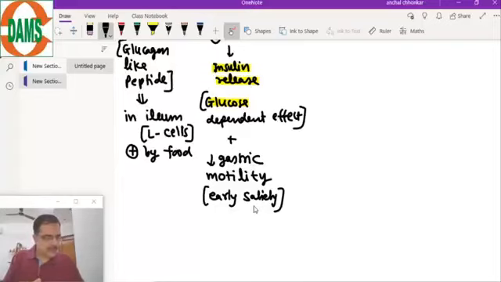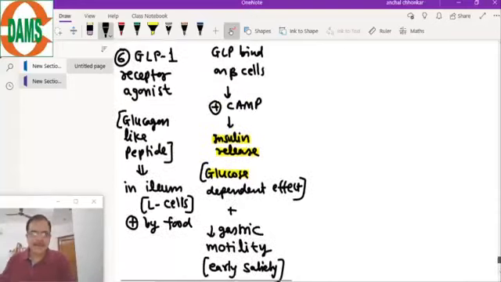These are receptor agonists, not the GLP release. So how glucose dependent? These are glucose dependent because these GLP molecules are released from the GIT. They work only when glucose is raised. So this is a glucose dependent effect.